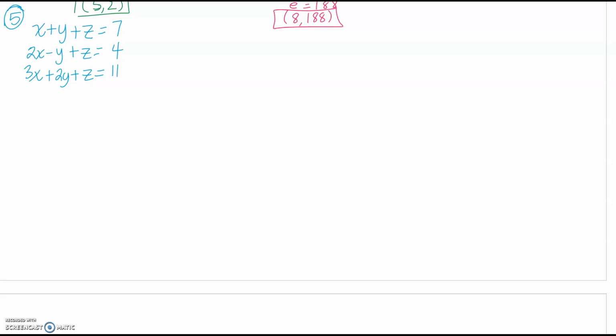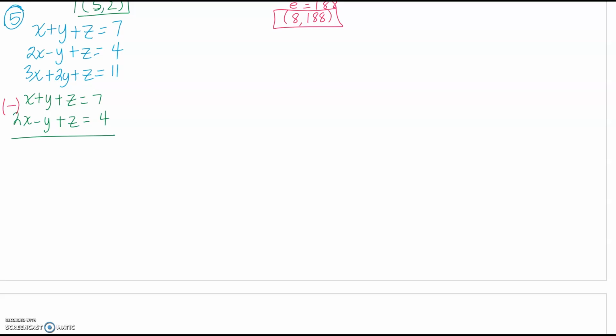The first thing you want to do is eliminate one variable from the first 2 equations. To do that, I'm going to take my first 2 equations and rewrite them. I am going to eliminate z. You can eliminate y if you want. I'm just choosing z. So when I do that, I'm going to subtract because they're both positive. So this is a little different when you're subtracting.